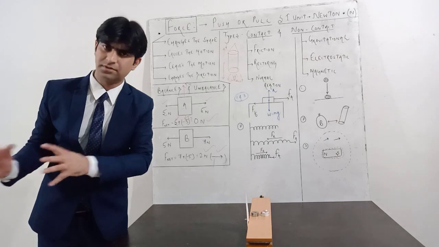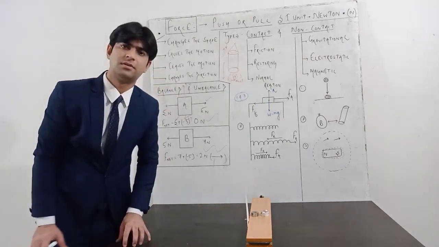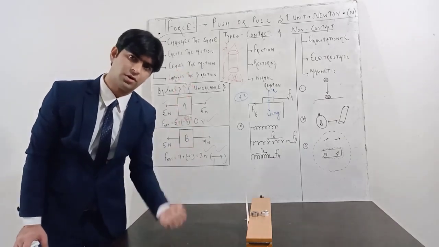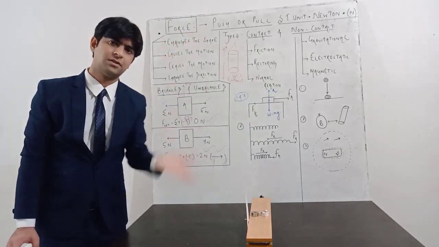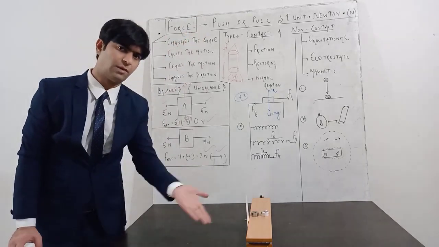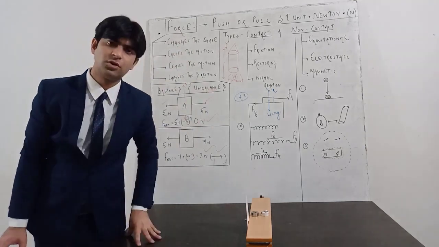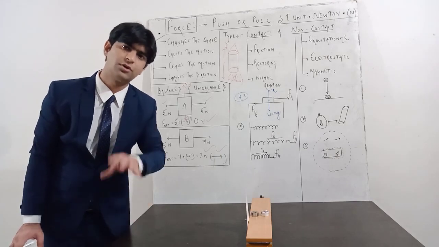So this is also a kind of contact force. As soon as the air molecules come in contact with the surface, only then will they apply force on the surface. Due to the exhaust gases, the rocket will move up or the balloon will move up. So this is also a kind of contact force applied by the exhaust gases during rocket propulsion.